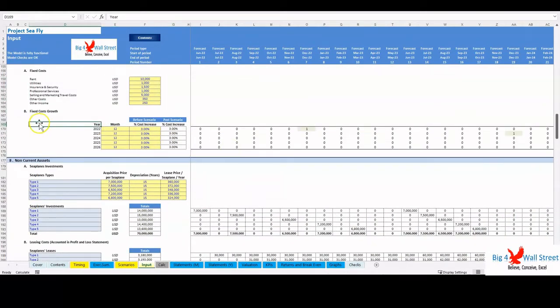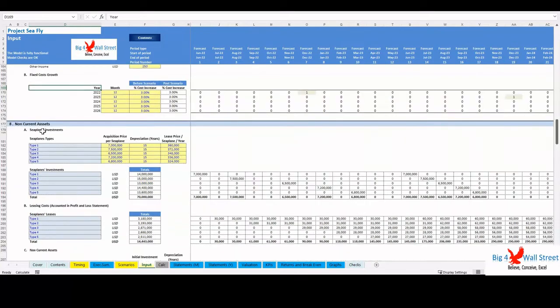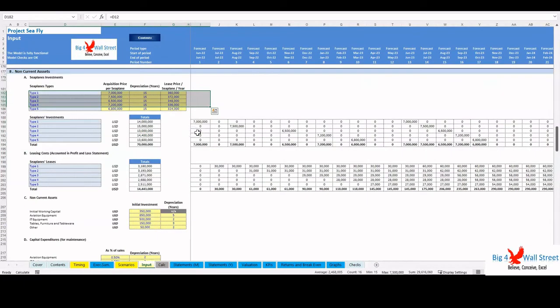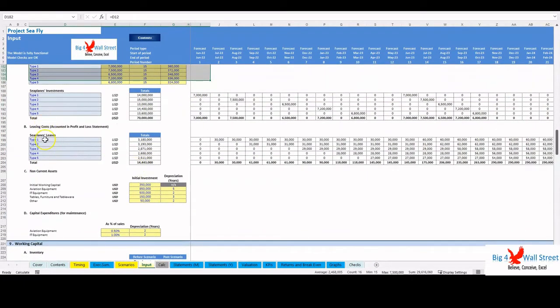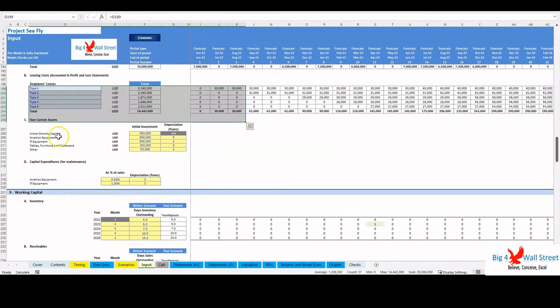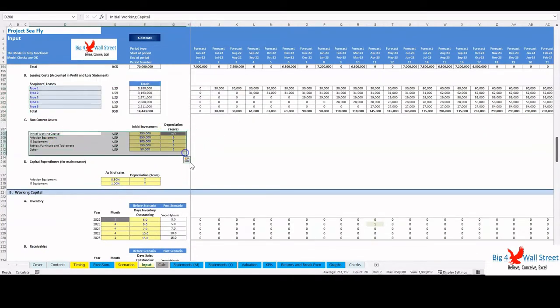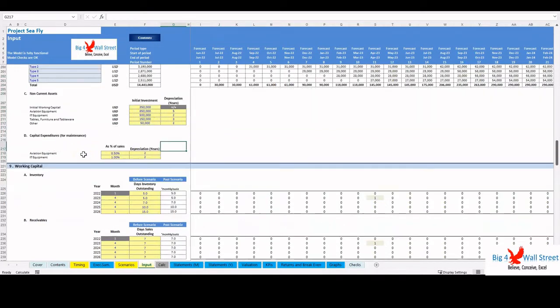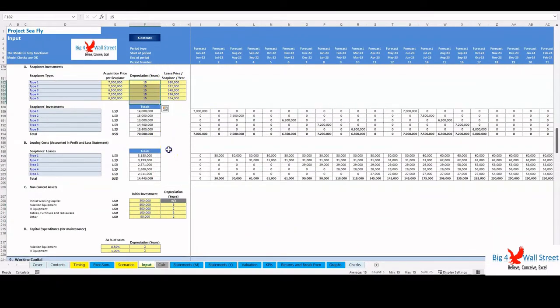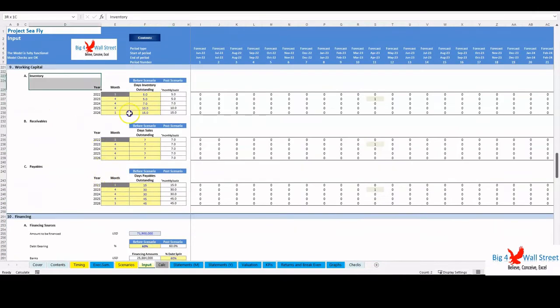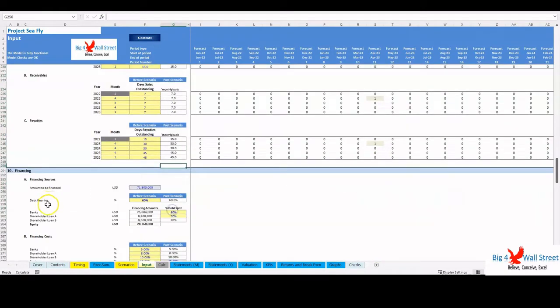In the same tab the user inputs the investment needs for the seaplanes operations, such as the planes acquired, the planes leased, and then the initial working capital, aviation equipment, equipment, tables, furniture, and tableware, other, as well as the depreciation in years of each of these assets. Then the user needs to fill the working capital, inventory, receivables, payables, financing, debt gearing, financing costs, repayment years.